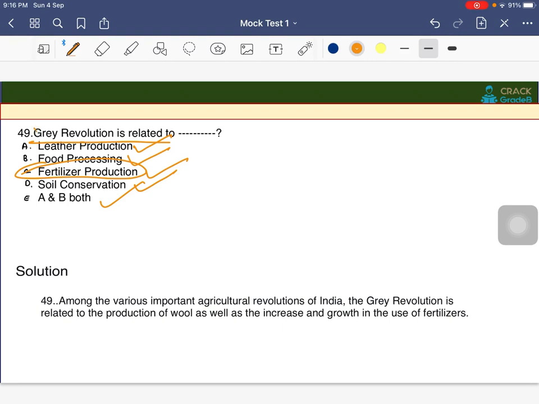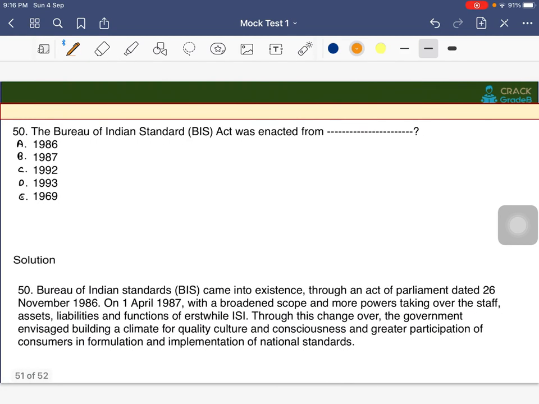The Bureau of Indian Standards Act was enacted in which year? The Bureau of Indian Standards Act came into existence in 1986, dated 26th November. Okay. Therefore, the answer will be 1986.